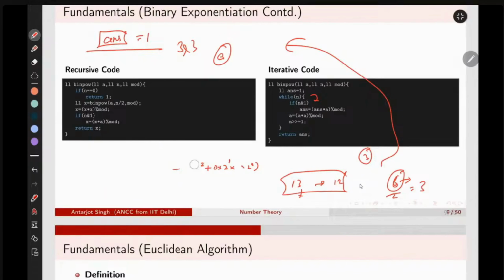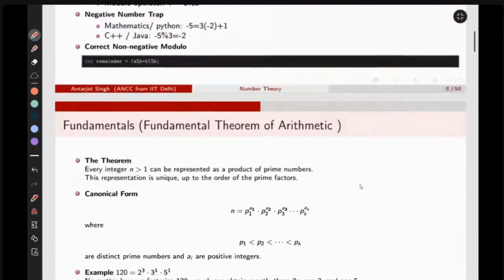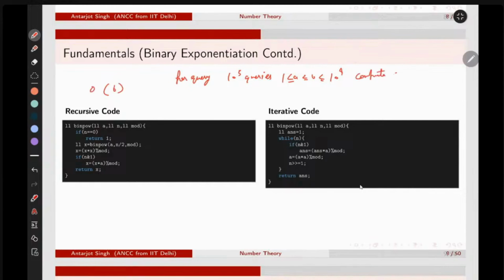So this is basically the binary exponentiation. But why are we using the binary exponentiation? Because of the earlier thing I said, that we are going to get big O of n complexity per query, as there are 10 to the power 5 queries, and we are going to get big O of b per query.